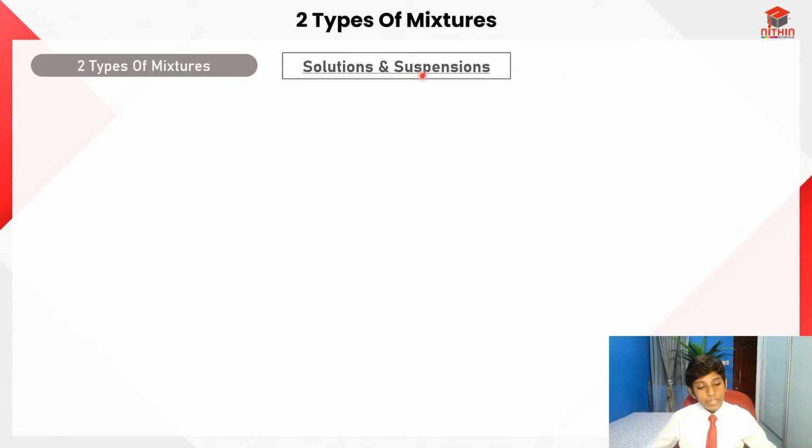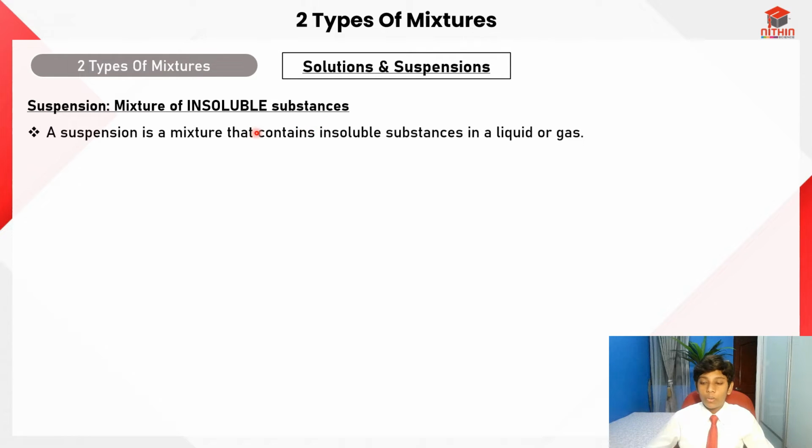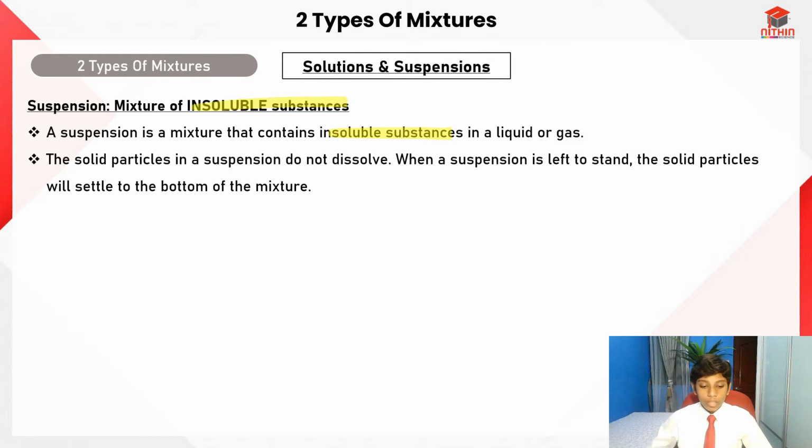Now let's go through suspensions. A suspension is basically a mixture of insoluble substances. A suspension is a mixture that contains insoluble substances in a liquid or gas, like sand and water. Next, the solid particles in a suspension do not dissolve, unlike the salt. When a suspension is left to stand, the solid particles will settle to the bottom of the mixture.